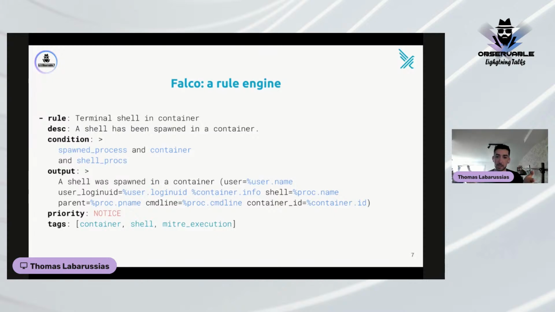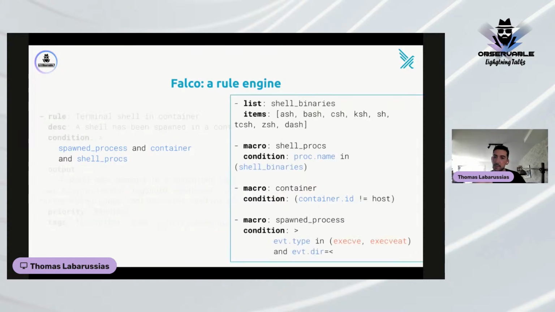So you can see user.name, user.loginuid, proc.name, proc.pname. Even if you're not familiar with Falco, even if you're not familiar with syscalls, with the lower level of Linux, you can understand easily what we are talking about. Everything is made to create an easy to extend, easy to customize user experience. You also have priority, tags and so on.